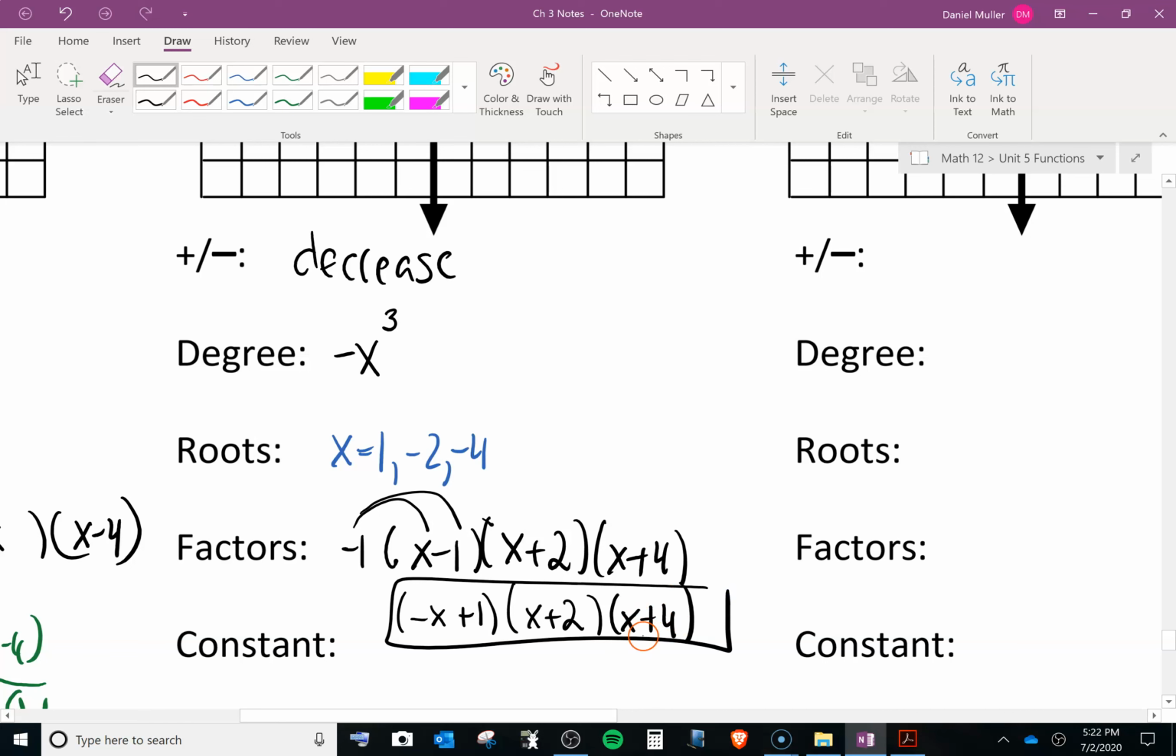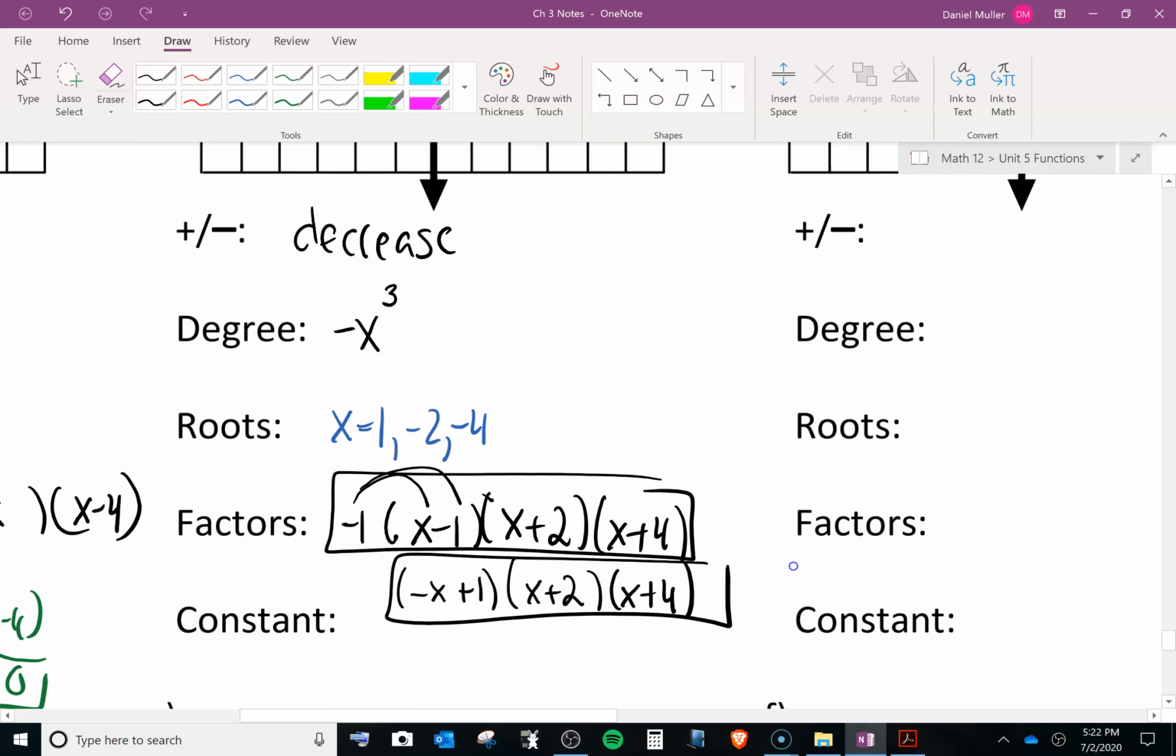Because what makes this thing 0? -4. What makes this thing 0? -2. And what makes this thing 0? Well, if you put a 1 here, -1 plus 1 is still 0. So it still works. So it's kind of a sneaky way to do that. So you can tack on the negative here. The only reason I did that, remember, is because I knew it was decreasing. It was a negative x cubed.